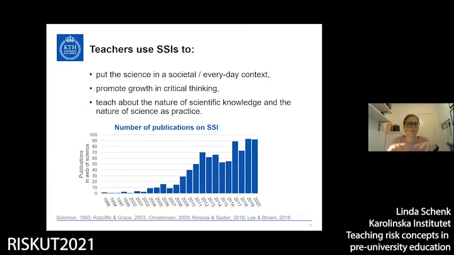And the figure at the bottom, I just put there to show that teaching about SSI has been present in the scientific literature for quite some while, but maybe that it took off some roughly 10 years ago, although it's not a super big field yet. As you see, we have roughly 100 publications per year in Web of Science.